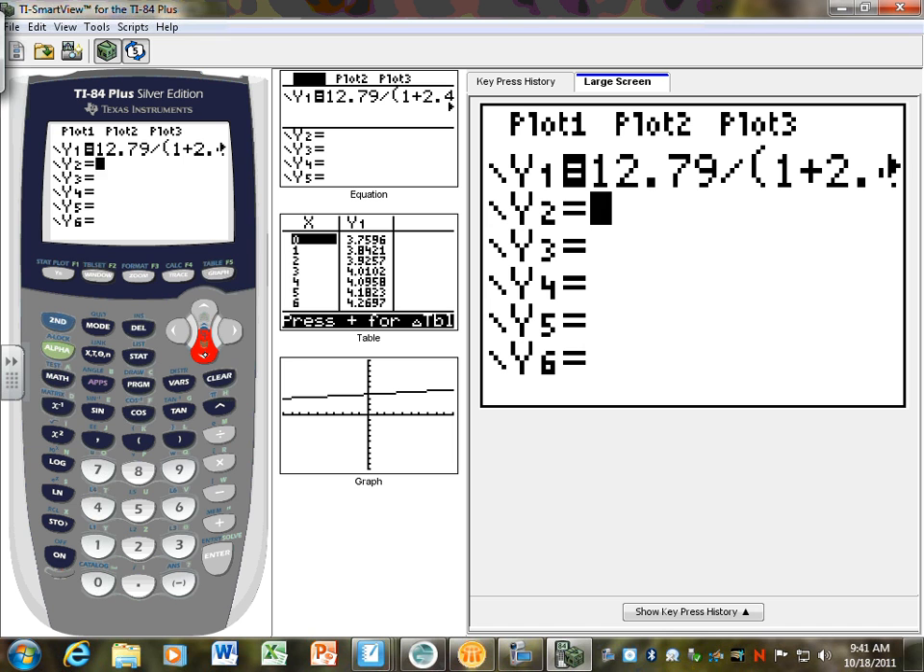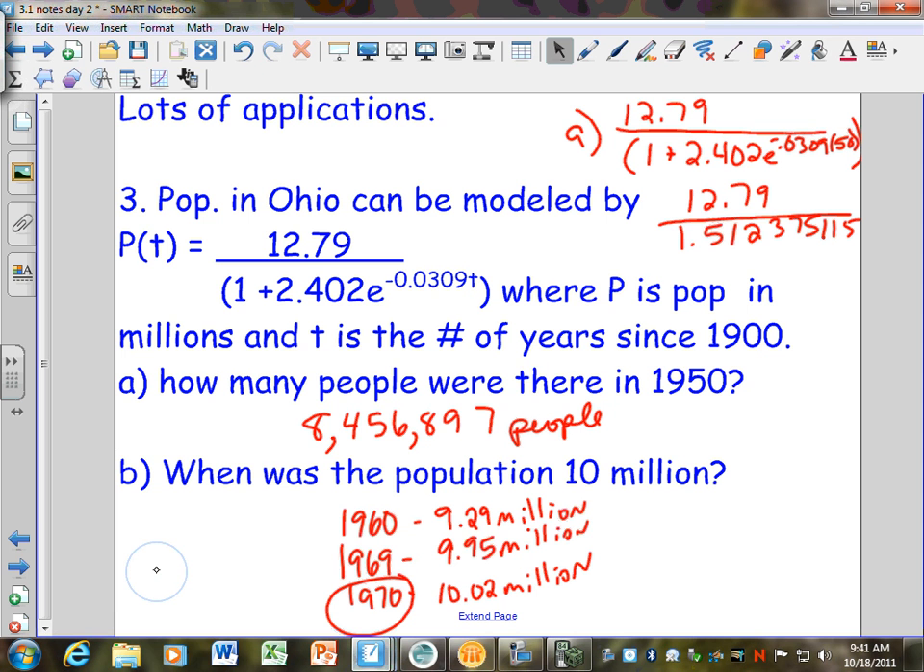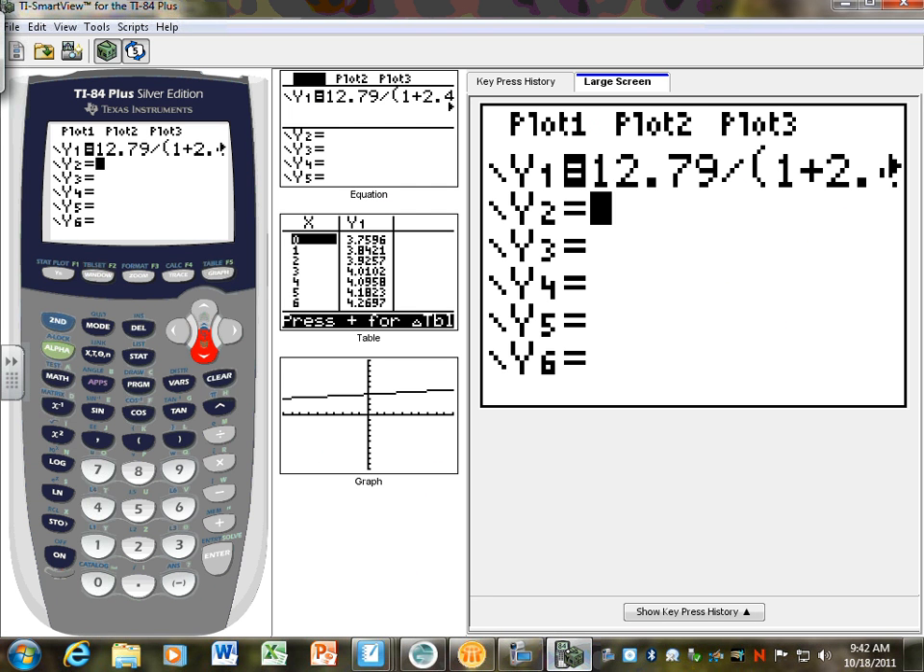And then I'm going to type in 10 million. Oh, should I type in 10 million or should I type in 10? Right? Because the equation, let's go back to the equation for a minute. The equation, P is population in millions. So I was getting answers like 9.29, 9.95, 10. So I'm not going to type in 10 million here. I'm just going to type in 10. Does that make sense? Because the answer you're going to get is 10. So that makes my window much better.